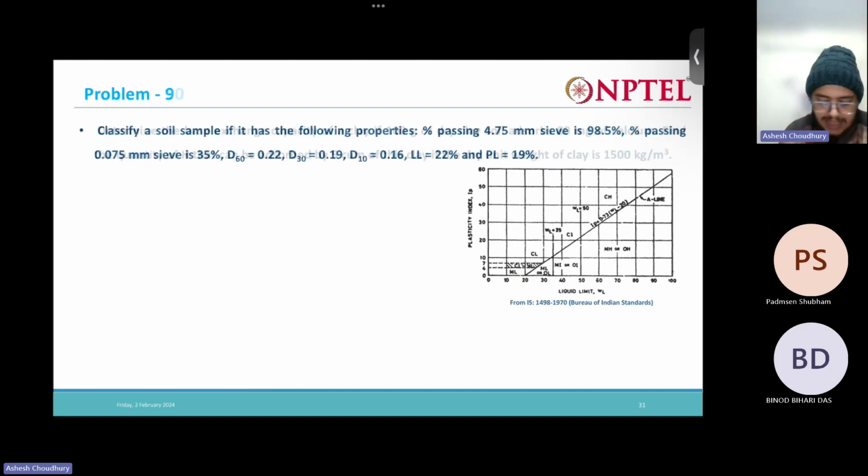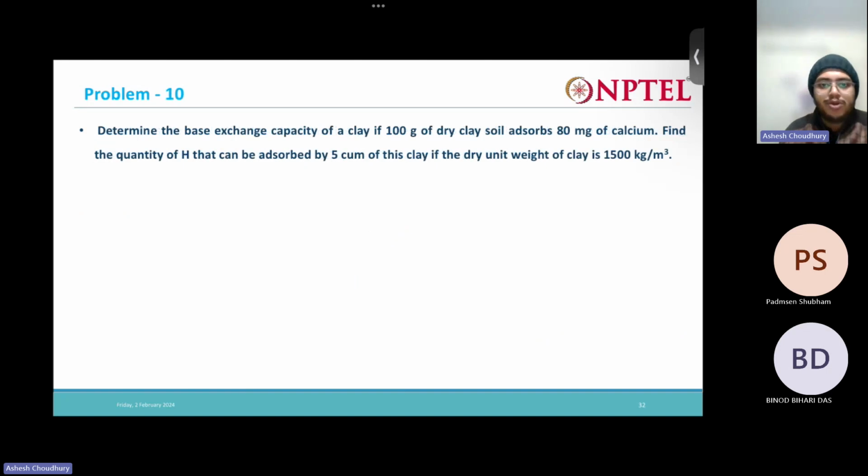Okay, so this last problem we will solve. A similar problem was actually given in the assignment, I'm not sure. So determine the base exchange capacity. Base exchange capacity problem: determine the base exchange capacity of a clay if 100 gram of dry clay soil absorbs 80 gram of calcium. Find the quantity of hydrogen that can be absorbed by 5 cubic meters. Okay. So what is the base exchange capacity?